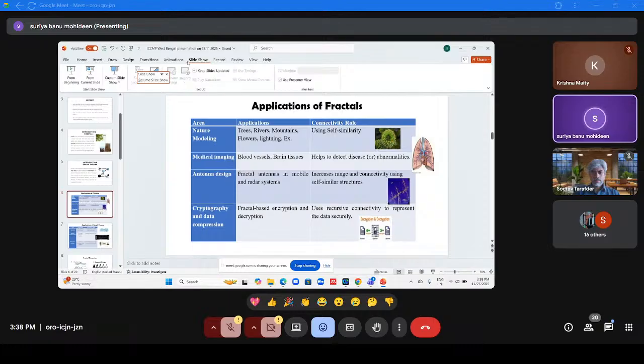Applications of fractals and their connectivity role. First is nature modeling, like rivers, trees and mountains; I can show the figure using self-similarity. Second is medical imaging, blood vessels and brain tissues; the connectivity role helps us detect disease or abnormalities. Third is antenna design, fractal antennas in mobile and radar systems; the connectivity role is to increase range and connectivity using self-similar structures. The last is cryptography and data compression, fractal-based encryption and decryption, using recursive connectivity to represent the data securely.